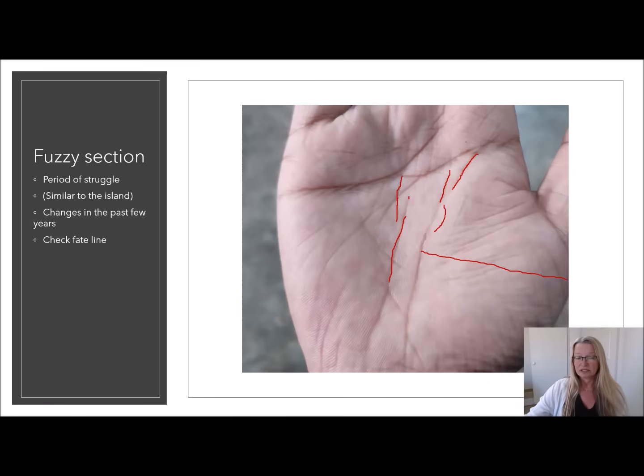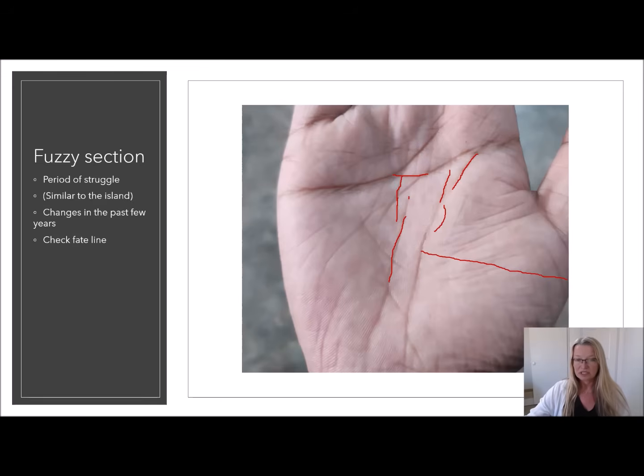And another line that connects from the head and the heart line is acting kind of like an obstacle line there later on, but that's another lesson regarding that. But for now, we are just talking about this fuzzy section.